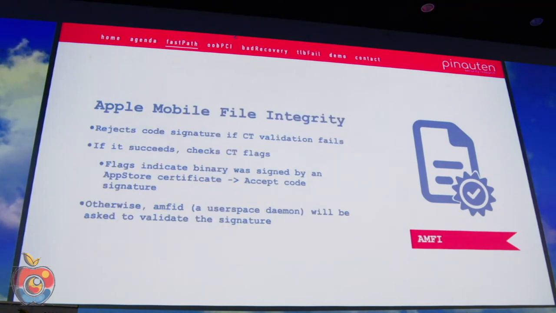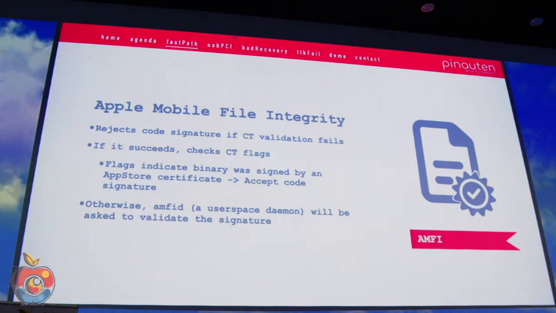What happens afterwards is, in Apple Mobile File Integrity, if the CT validation fails, it will reject the code signature and the application will not be allowed to execute. Otherwise, if the validation succeeded, then the CoreTrust flags will be checked. If the CoreTrust flags indicate that the binary was signed using an App Store certificate, all further checks will be bypassed and the code signature will be accepted immediately. Otherwise, the Apple Mobile File Integrity daemon, which is a user space program, will then have a chance to validate the code signature and make sure that the signer is trusted.